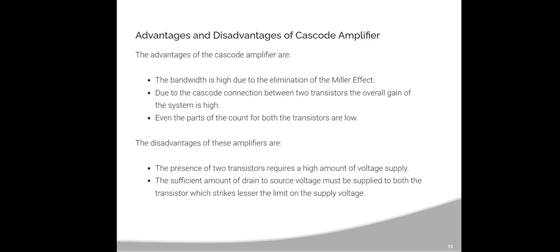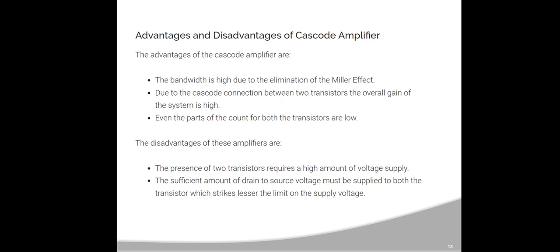Advantages and disadvantages of the cascade amplifier. The advantages of cascade amplifiers are that the bandwidth is high due to the elimination of the Miller effect. Due to the cascade connection between two transistors, the overall gain of the system is high. Even the parts count is low, with only two transistors.